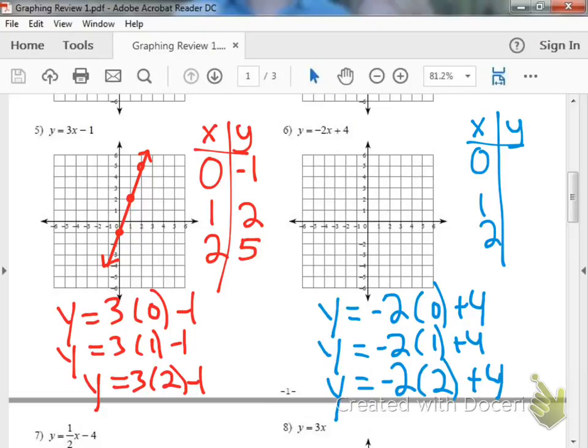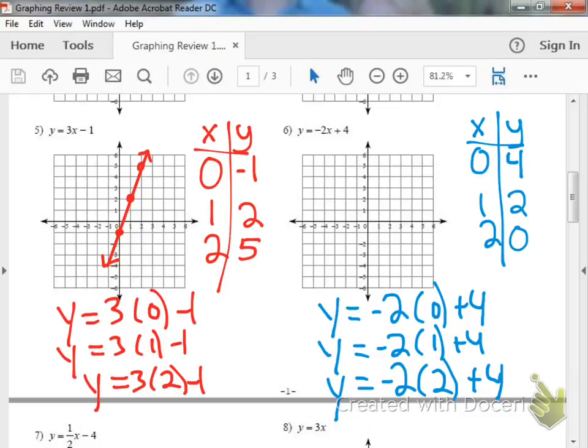Negative 2 times 0, of course, is 0. 0 plus 4 is 4. Negative 2 times 1 is negative 2, and plus 4 is 2. And the last one, negative 2 times 2 is negative 4, plus 4 is 0.